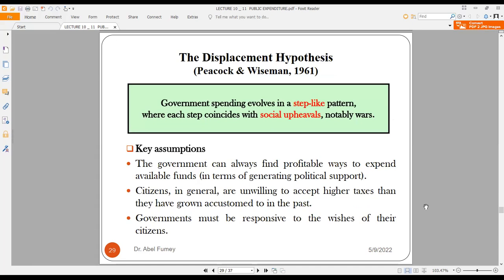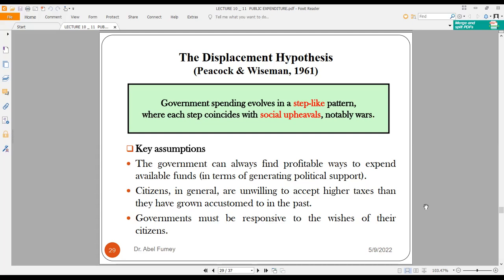The last one is the displacement hypothesis by Peacock and Wiseman. According to them, government spending evolves in a step-like pattern. So it moves up, up, up, where each step coincides with a social upheaval. So the perfect example he gave was wars. When there are wars, we see an increase in government spending. Let's take this Russia-Ukraine war. You cannot imagine the amount of money that Putin has invested into this.